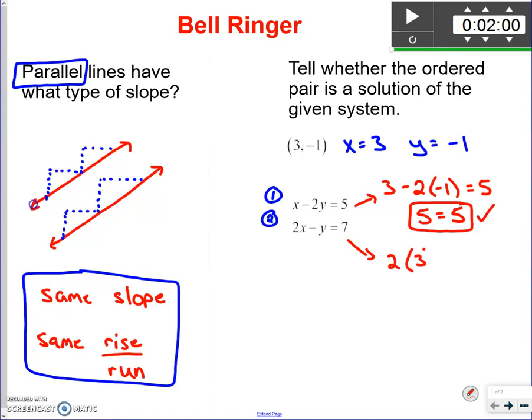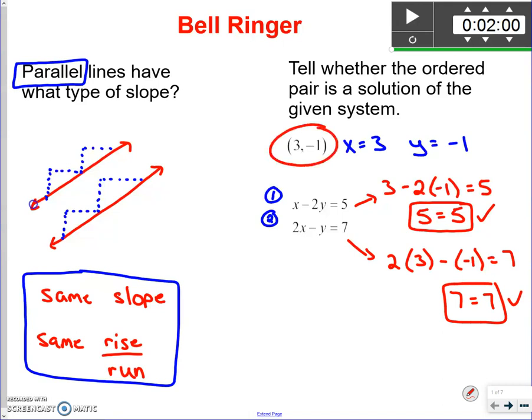For this bottom one right here, we would have our 2. For the x, we would plug in a 3 minus our y, we would plug in a -1. They want to know, does this equal 7? If we put this in the calculator, 7 does equal 7. This one is good. So whoever solved this problem did a correct and good job. 3 comma -1, or x equals 3 and y equals -1, works for these two equations.